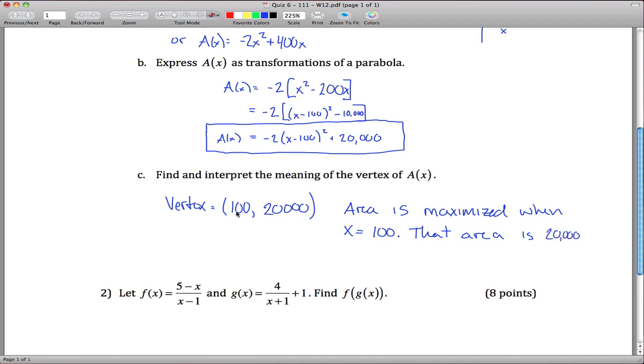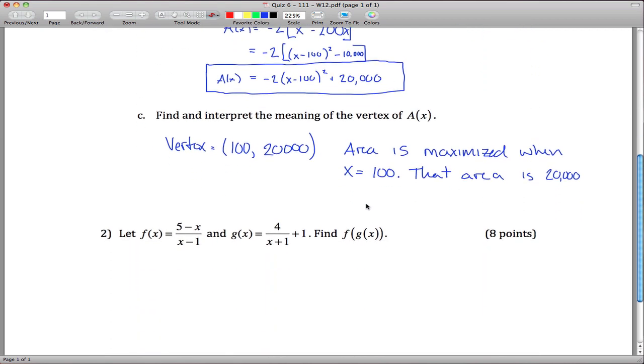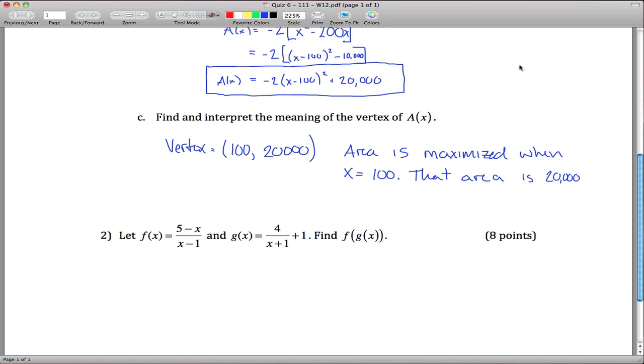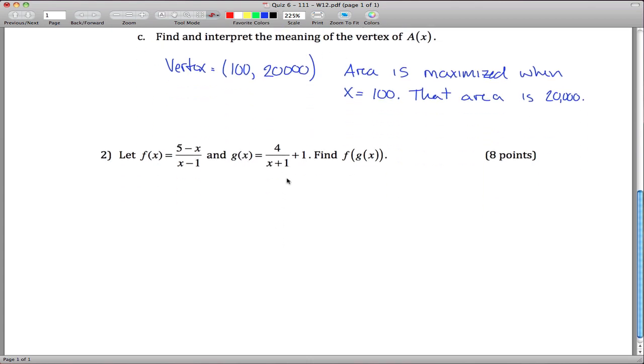So what I'm saying is x is 100 up in this picture here. So this is 100, this is 100. This would have to be 200 because we have 400 total. And the area is 100 times 200, which is this 20,000 here. 20,000 meters squared or yards squared or whatever we're talking about, but I don't really care, just the number's fine. And so that is the end of number 1.